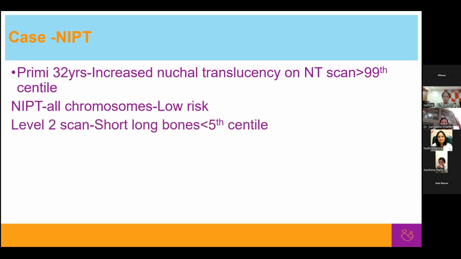So, the clinician did the NIPT for all chromosomes, and that was low risk. The patient continued the pregnancy, and on level 2 scan, now short long bones, less than the percentile.